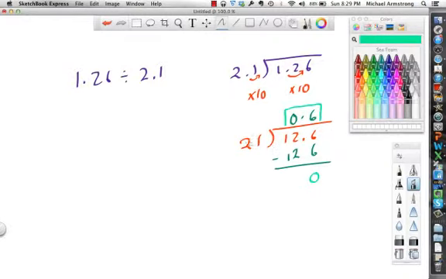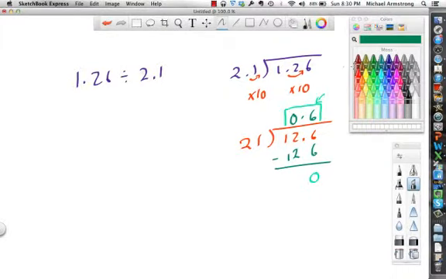Okay, so if I cut 1.26 and I divide it by 2.1, see, now this is odd because this is actually a bigger number than this. So we have a bigger number dividing a smaller number, and that gives us an even smaller number. It's kind of an odd way to do it, but it's something we need to pay attention to.